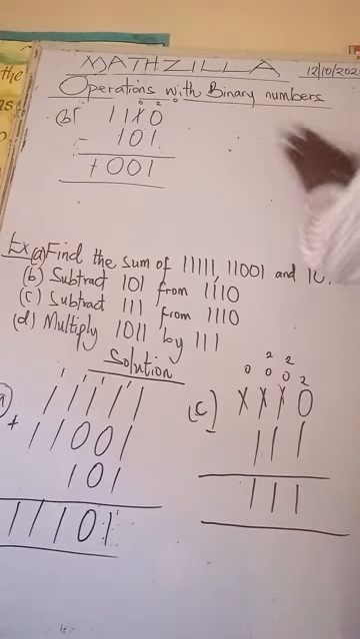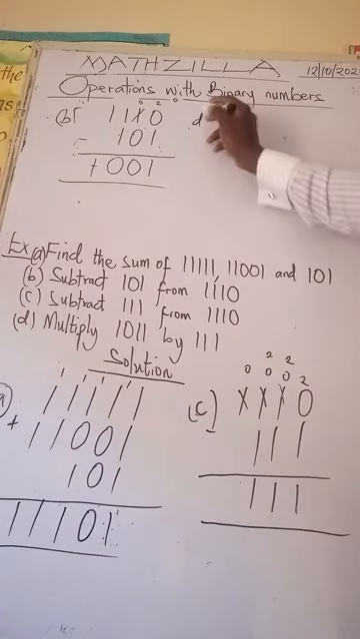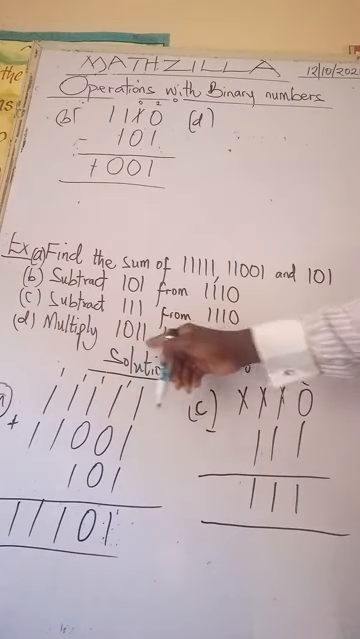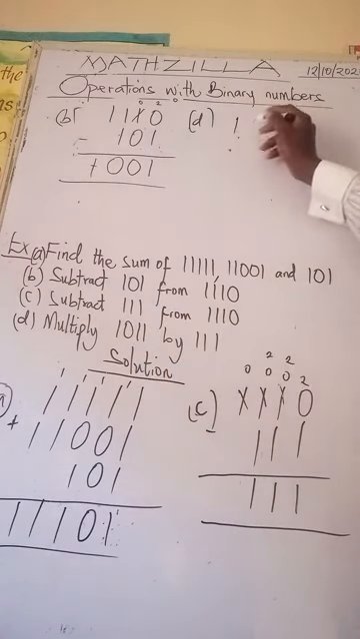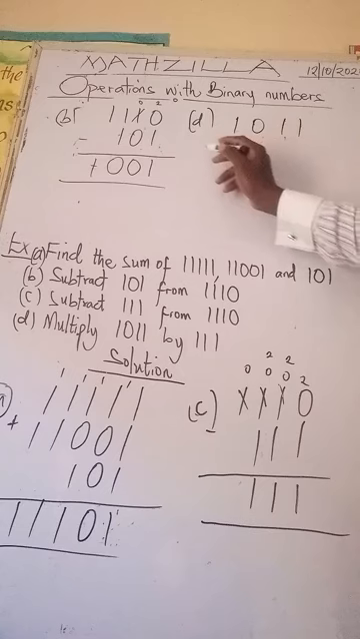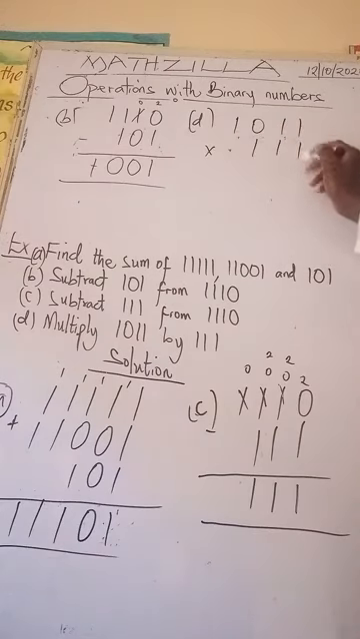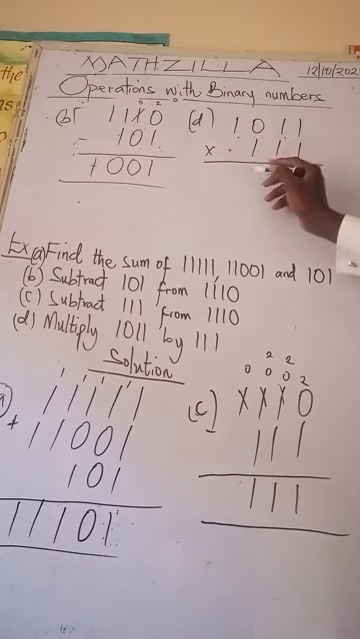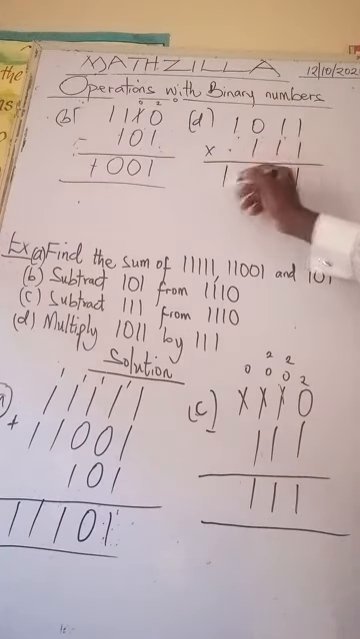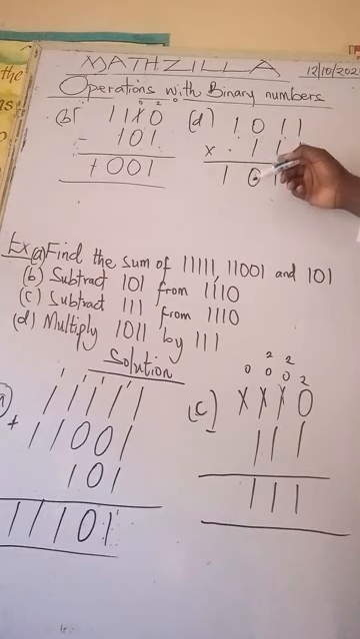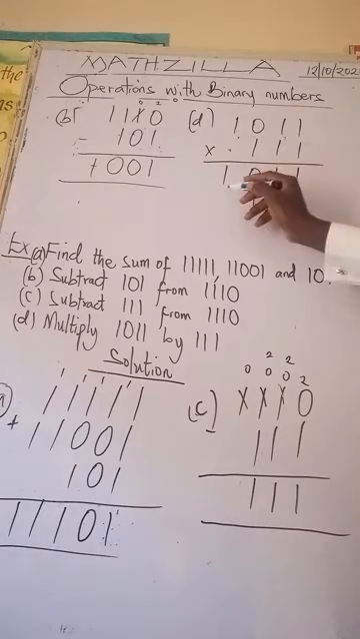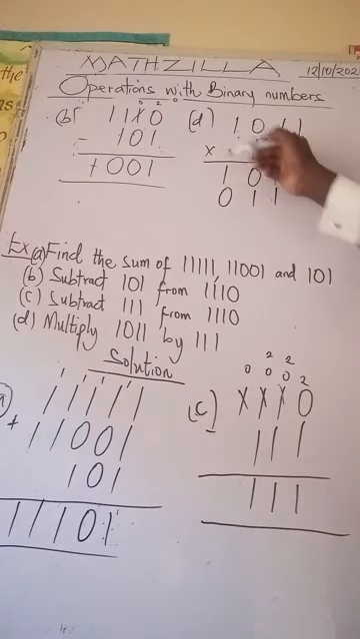So let's take the D part, which is the last one, multiplication. Multiply 1, 0, 1, 1 by 1, 1, 1. 1, 0, 1, 1 times 1, 1, 1. So we'll just do normal long multiplication, the one we have in primary school. 1 times 1 is 1. 1 times 1, 1. 1 times 0, 0. 1 times 1, 1. Then we'll start with this one. 1 times 1, 1. 1 times 1, 1. 1 times 0, 0. And finally, 1 times 1, 1.